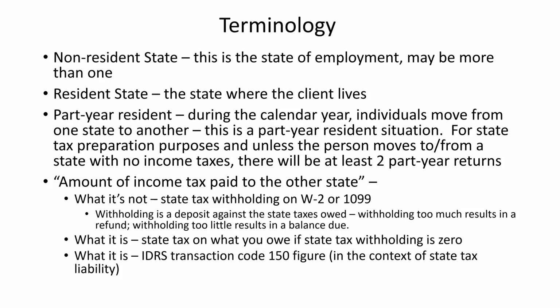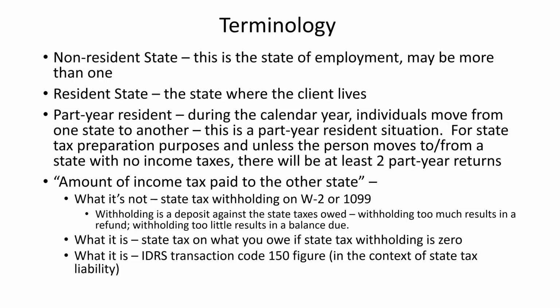So the amount of income tax paid to the other state is not the state tax withholding that's on the W-2 or the Form 1099. Keep in mind, withholding is a deposit against the state taxes that are owed. If you withhold too much, it results in a tax refund or an overpayment. If you withhold too little, that results in a balance due, meaning that you owe tax. Another way of saying what the amount of income tax paid to the other state is: it's the state tax on what you owe if you had no withholding. Again, it's the state tax you owe if state tax withholding is zero.